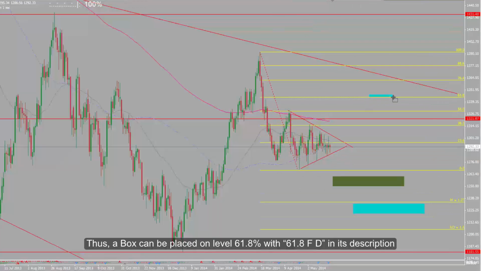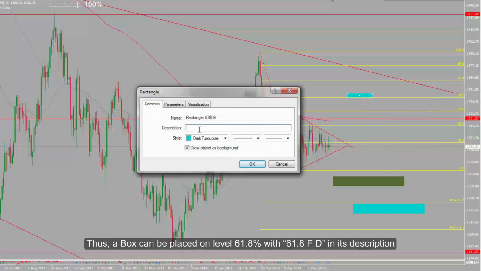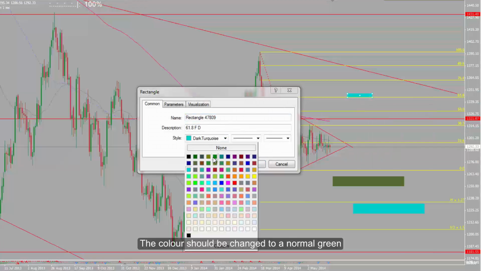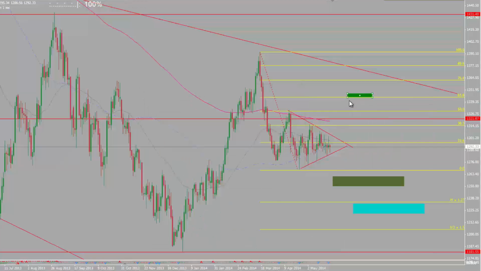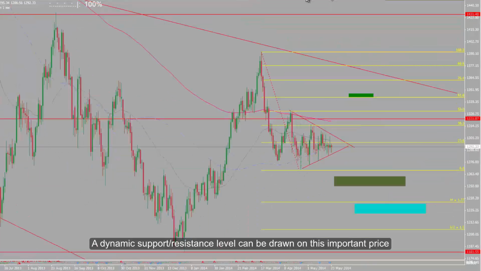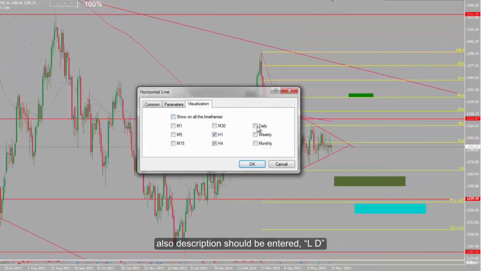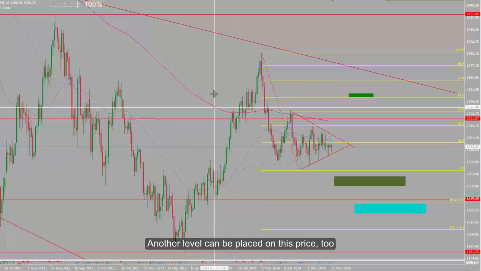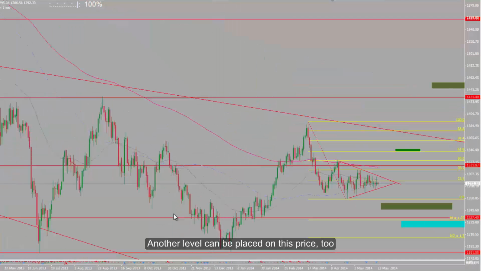Thus, a box can be placed on level 61.8% with 61.8 FD in its description. The colour should be changed to a normal green. A dynamic support or resistance level can be drawn on this important price. Also, the description LD should be entered. Another level can be placed on this price too.